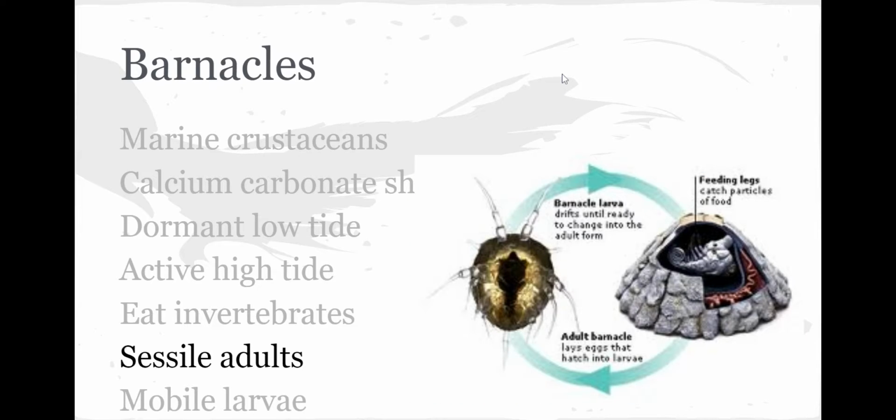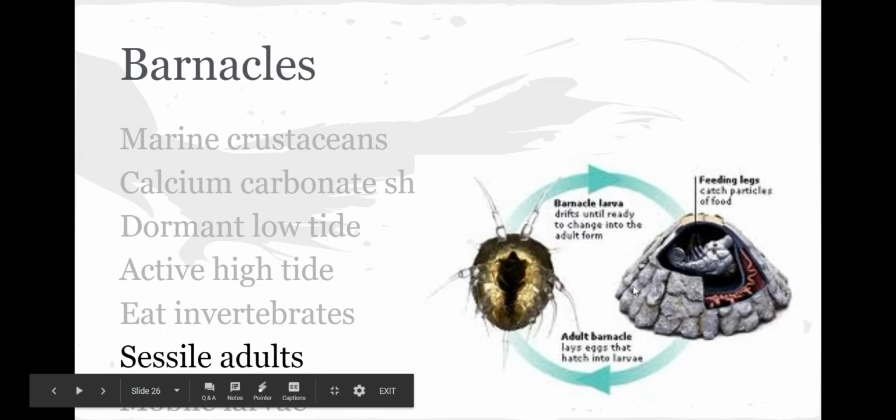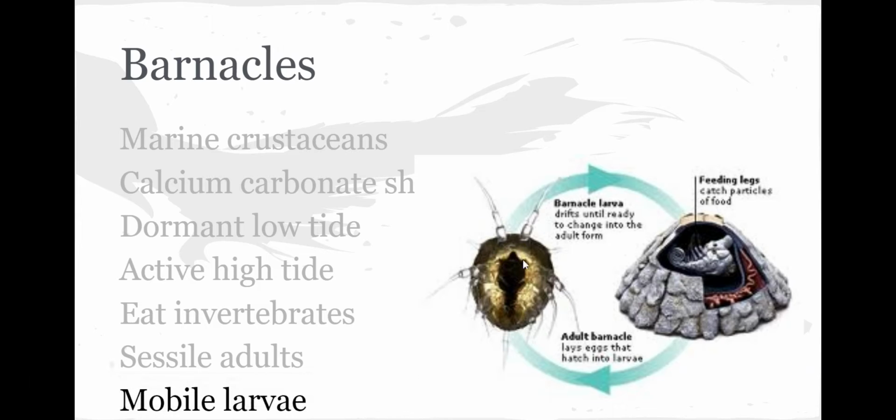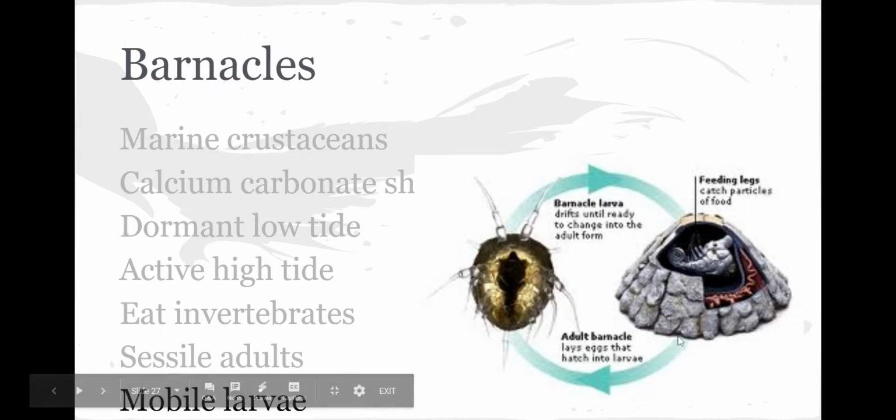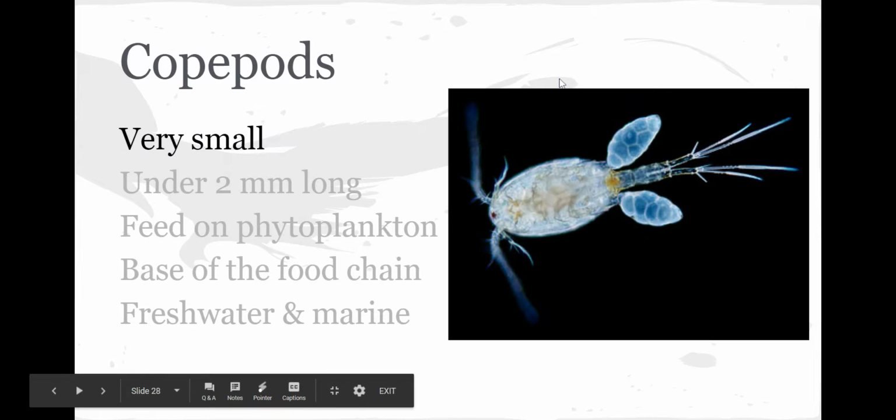Typically, they're sessile as adults. You can see an adult one here. It's latched onto and grown onto whatever it's living on. And as young, they're mobile. You can see the little larva here can swim around, land on a spot, and then begin to stay and cement itself to that spot. The adult is then going to lay eggs. They're going to hatch into larvae, and the larvae will swim, and that life cycle continues.